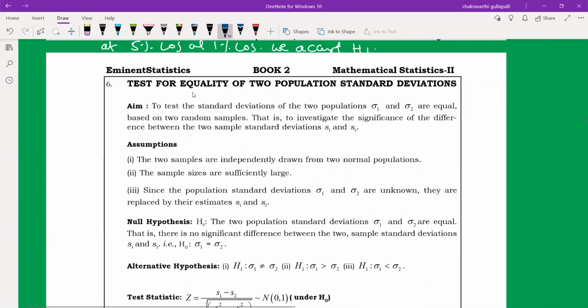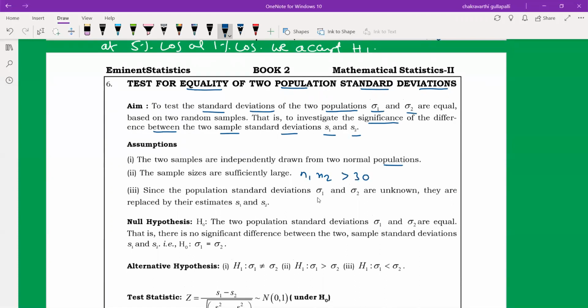Test number 6: the test for equality of two population standard deviations. What is the aim? To test whether the standard deviations of the two populations, sigma 1 and sigma 2, are equal based on two random samples, that is, to investigate the significance of the difference between two sample standard deviations S1 and S2. Assumption: the two samples are independently drawn from normal populations. That is very important. The sample sizes are sufficiently large, so N1, N2 are greater than 30.